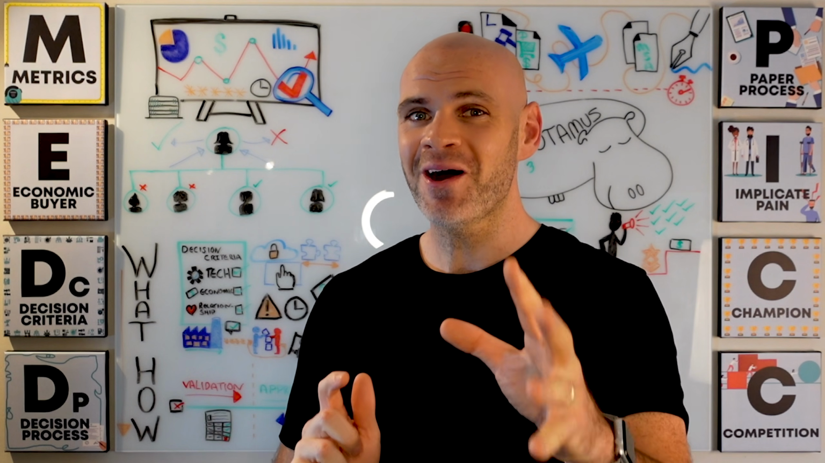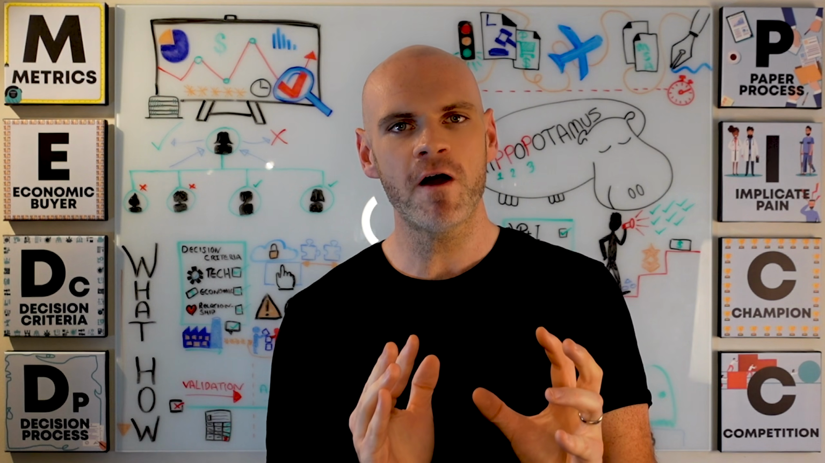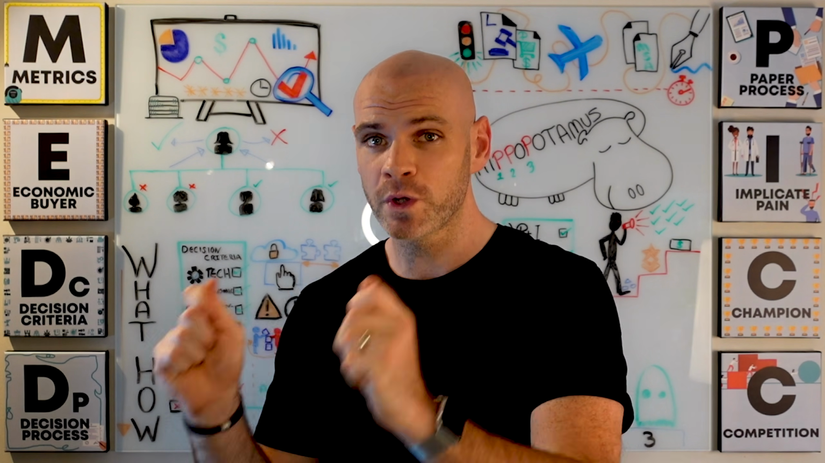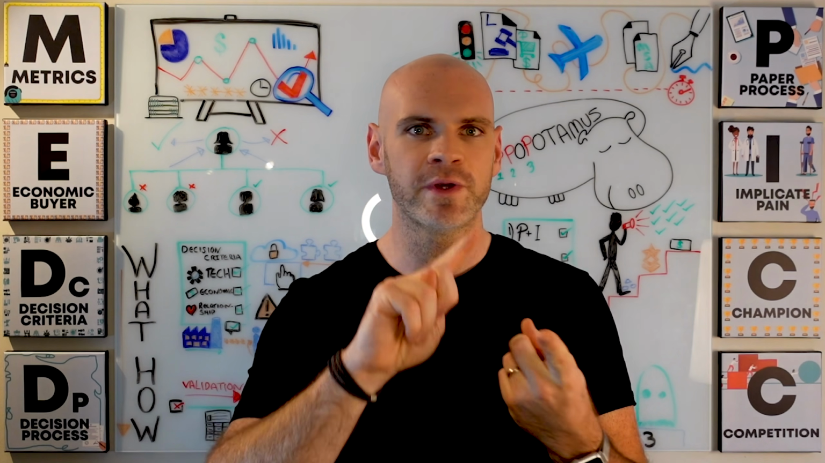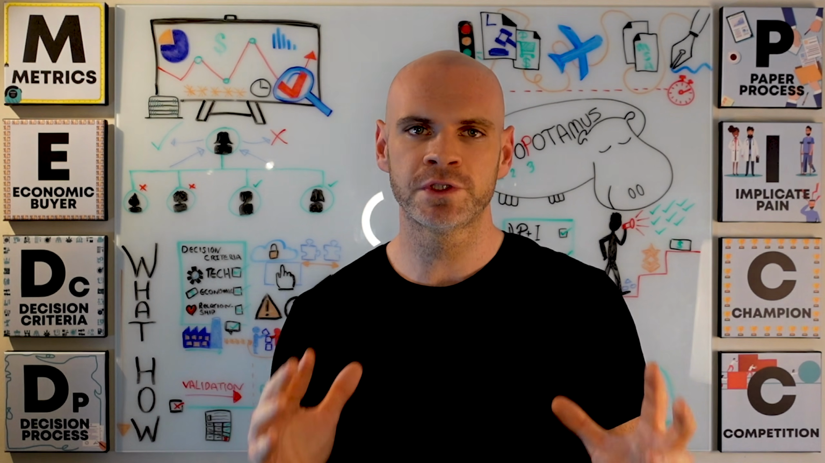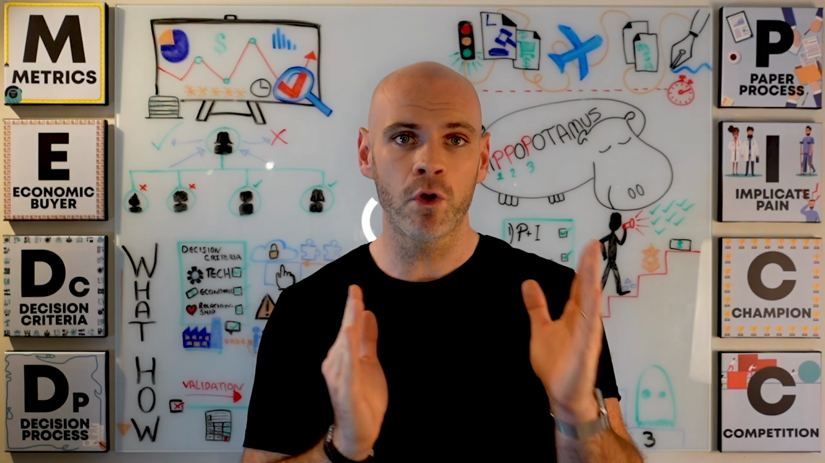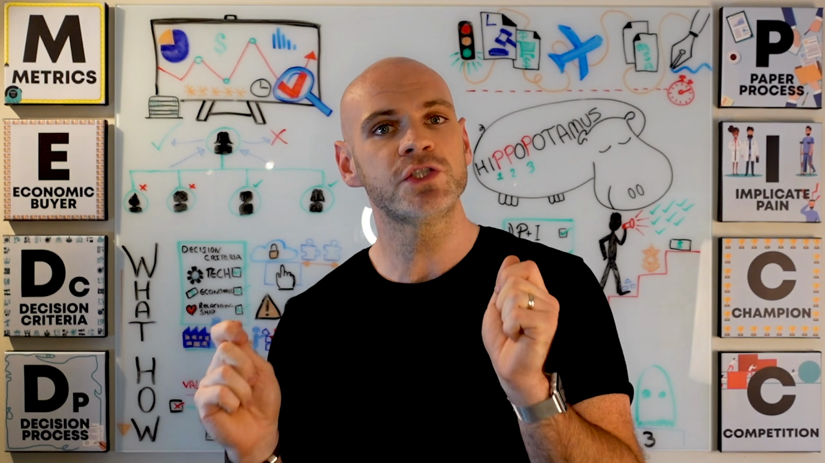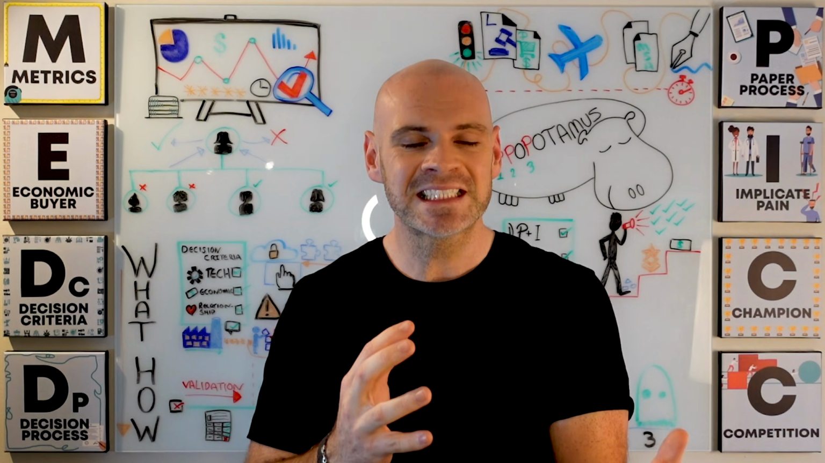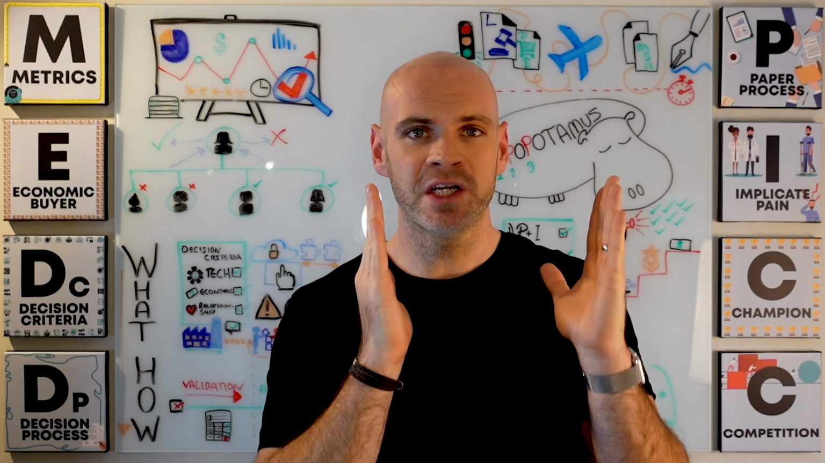Okay, so the first part of MEDDPICC is the metrics. Now these are the quantifiable measures of value which your solution provides for your customers. They could be things like increases in revenue, increase in efficiency via percentage or monetary values. Now early in your opportunity, you are unlikely to have uncovered rock solid metrics for your customers. So what you need to do is look to your existing customers and bring in the metrics of success they've had, the proof points of success that they've had, into your deal as early as possible.